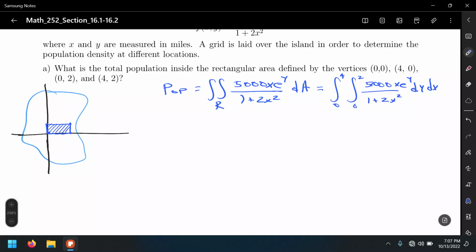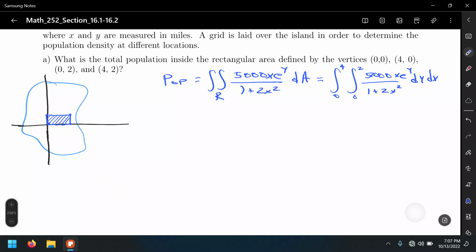All right? So let's evaluate this. In this case we're just integrating with respect to y. The integral of e to the y with respect to y is just e to the y, right? So that's the integral from 0 to 4 of 5,000 x e to the y divided by 1 plus 2x squared, evaluated from 0 to 2. But again, we are integrating with respect to y, so we should evaluate this only in the y function that we just integrated, not everywhere else, all right?